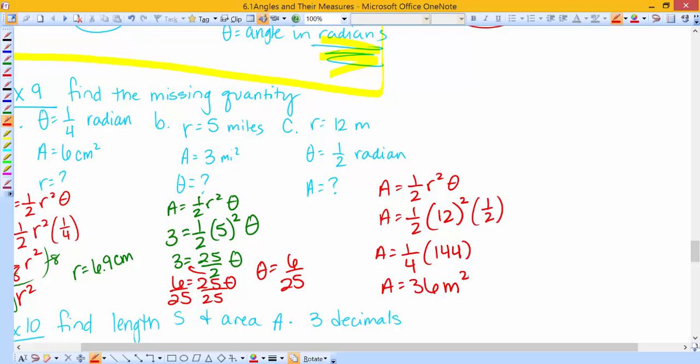I know it's meters squared because I'm dealing with area here, and it was radius squared, which is what makes this meters times meters, so meters squared.